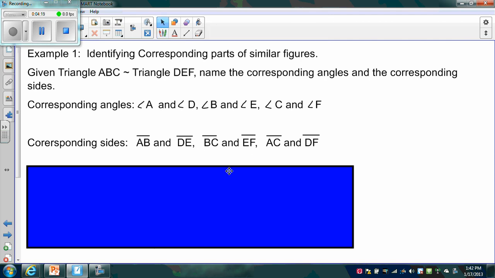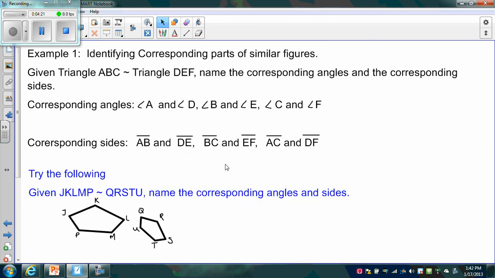So what I'd like you to do is try that for the shape below. It doesn't matter that this has more than 3 sides, because the rules still apply. In this case, the first corresponding angle would be J corresponds to Q. So go ahead and give that a try. Press pause now.